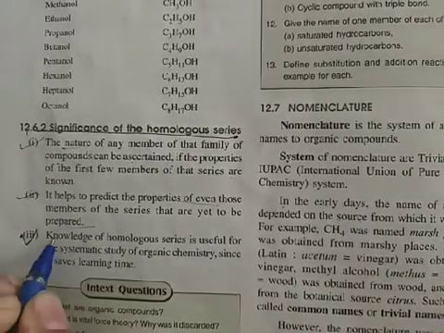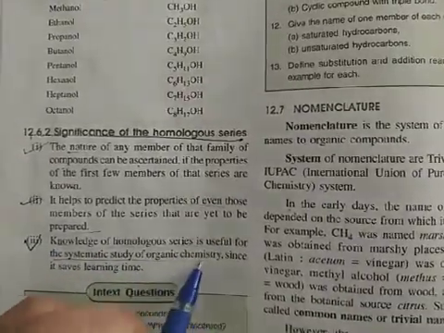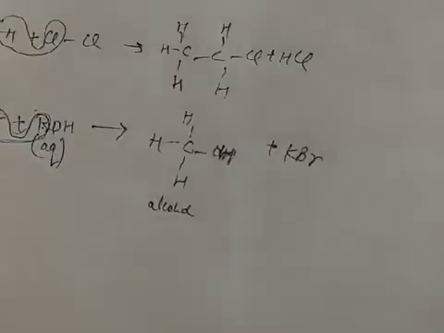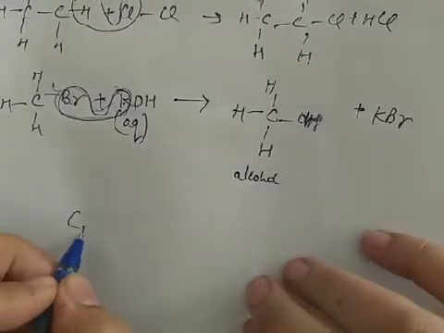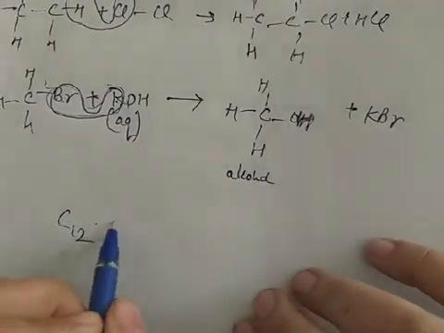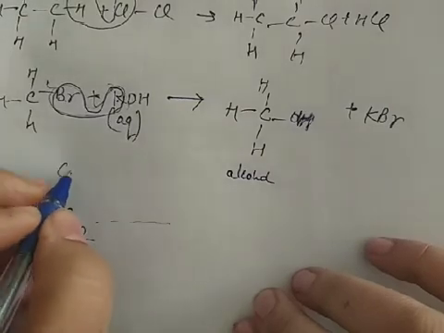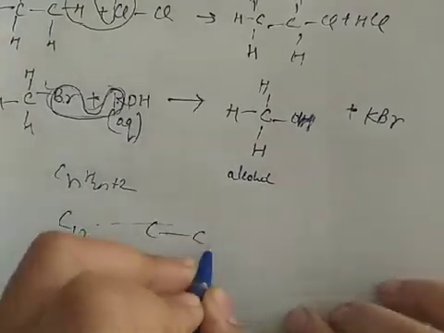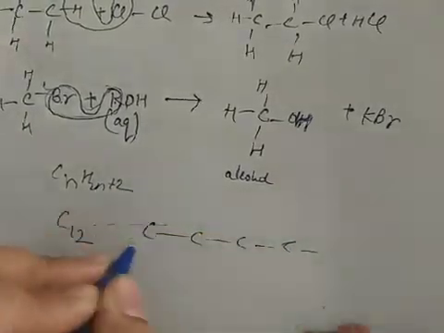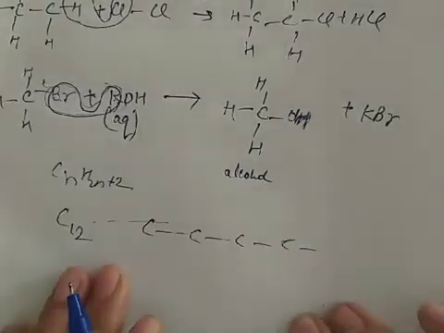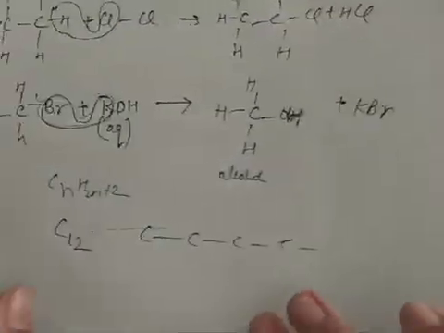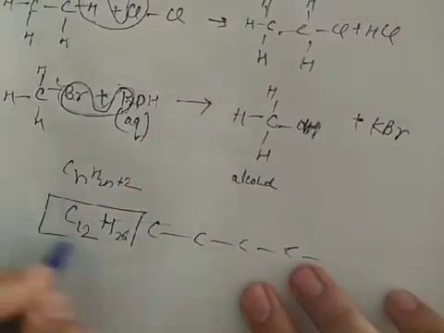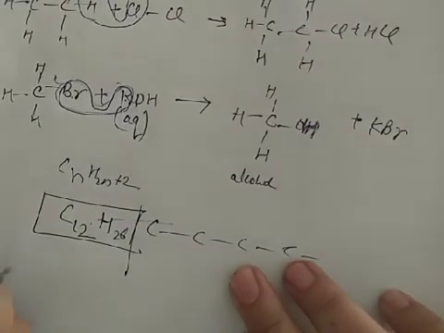Now, last: knowledge of homologous series is useful for the systematic study of organic chemistry since it saves learning time. See, if I have to make an alkane of C12, how will we make C12? We will just directly see the formula, CnH2n+2. We are not going to make 12 carbons and then put all the hydrogens and count them. Instead we will just use this formula: C12H(24+2), C12H26. This is the general formula, so it saves our time.